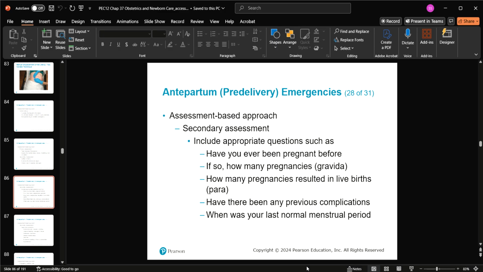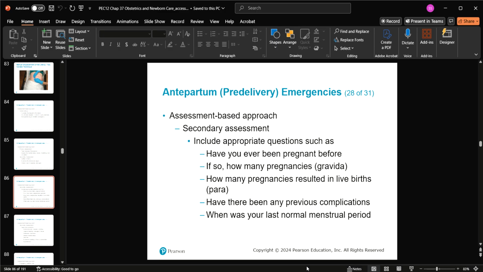Or if you cannot remember that, remember hyperemesis gravidarum. Gravidarum means during pregnancy, that morning sickness or hyperemesis, excessive vomiting while pregnant. If they have been pregnant before, have there been any previous complications? And when was your last known normal menstrual period?